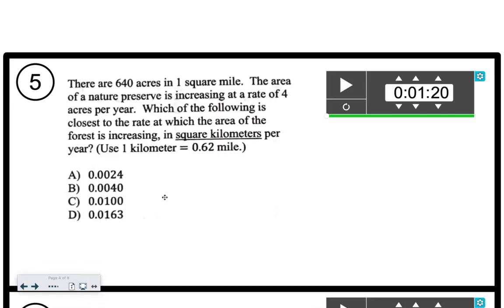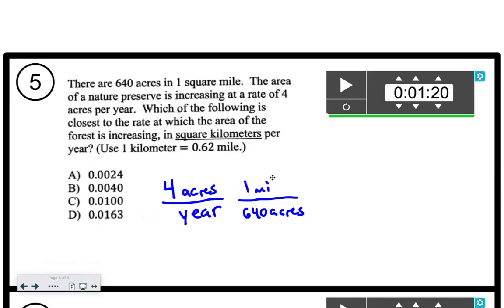Which of the following is the closest to the rate at which the area is increasing in square kilometers per year? So right now it's increasing at a rate of 4 acres per year, and we want to change this to square kilometers per year. The per year just stays the same. And we know that there are 640 acres in 1 square mile, so I'm going to put the acres on the bottom and the square mile on top so that the acres cancel.